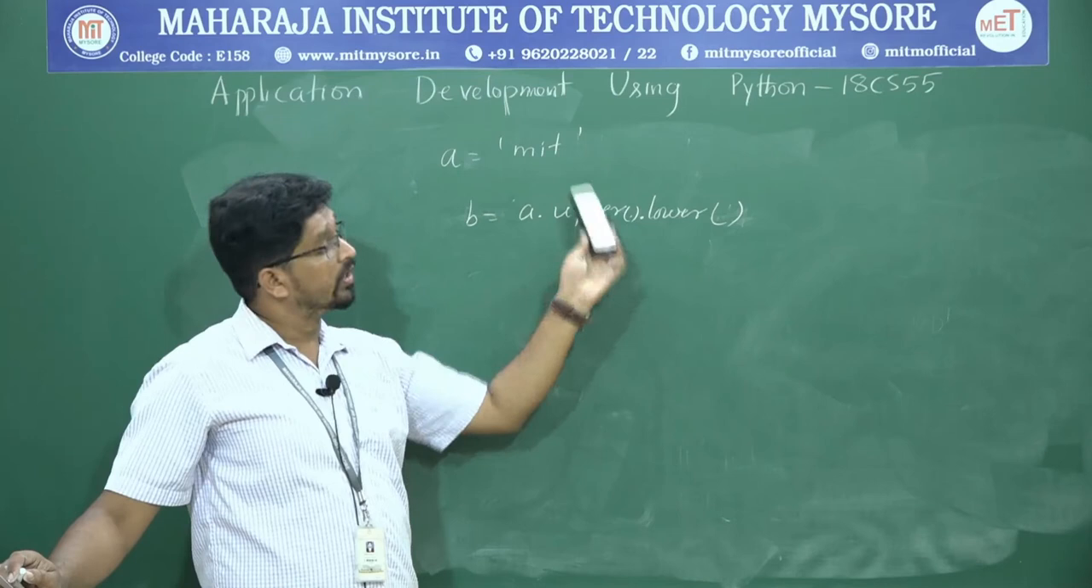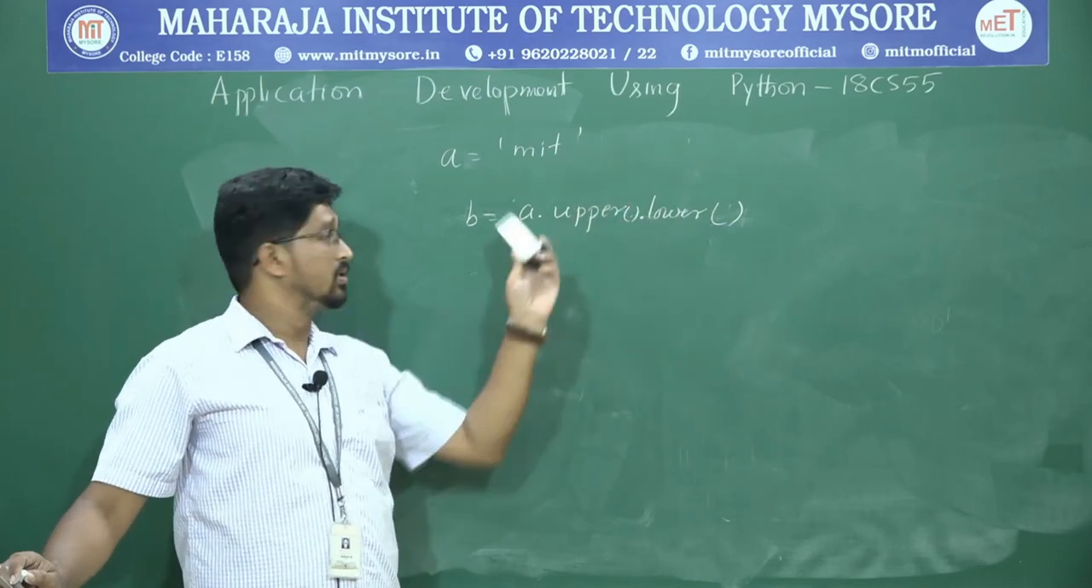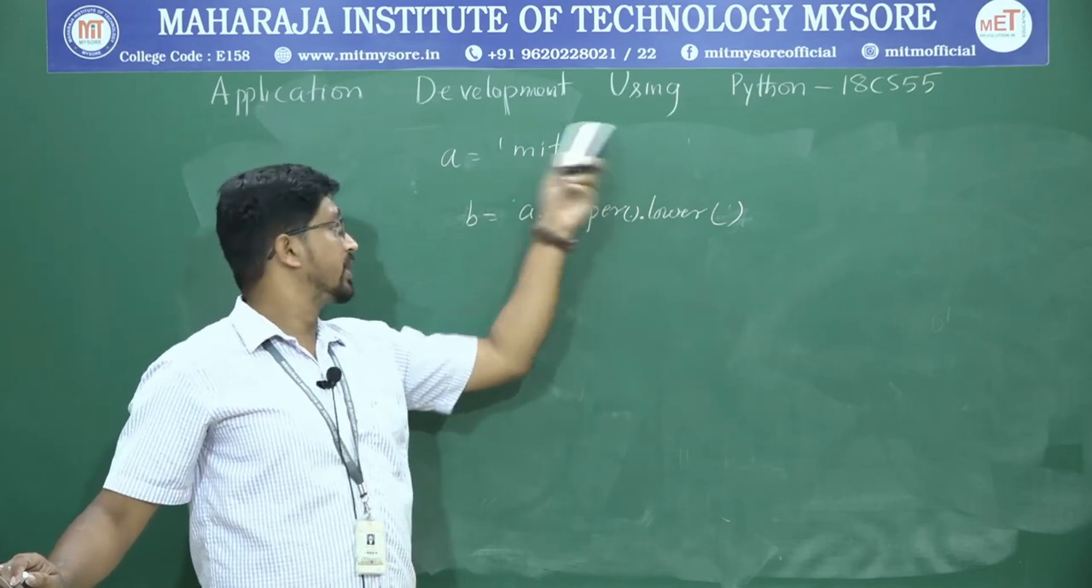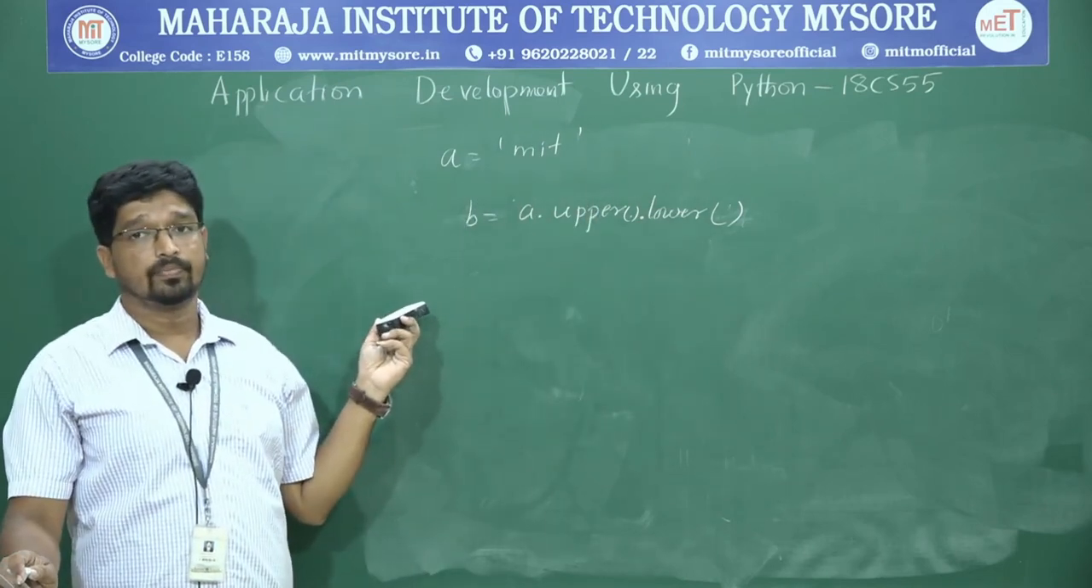So we can use upper and lower multiple times. Here we are trying to convert A into upper case first, then we are converting it into lower case, then we are storing it back to B.